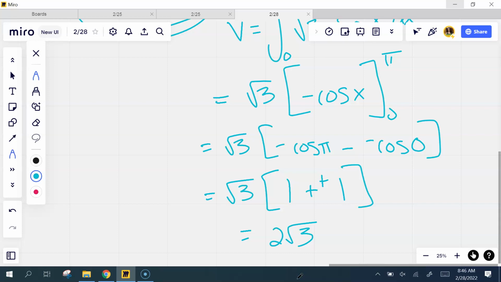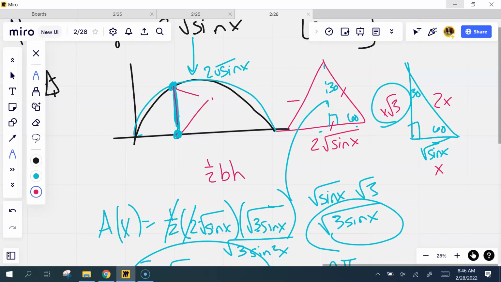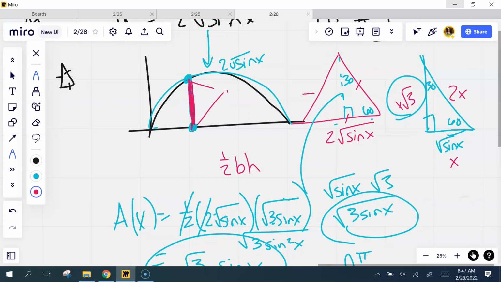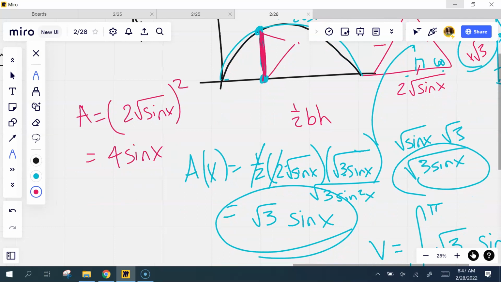Do you need me to do the other half of that for the squares? Part B said squares with bases running from the x-axis to the curve. That was actually easier. If this was a square and this was the base of the square, then the area would be 2 root sine x squared, which would be 4 sine x. So the volume would go from 0 to pi, 4 sine x dx.